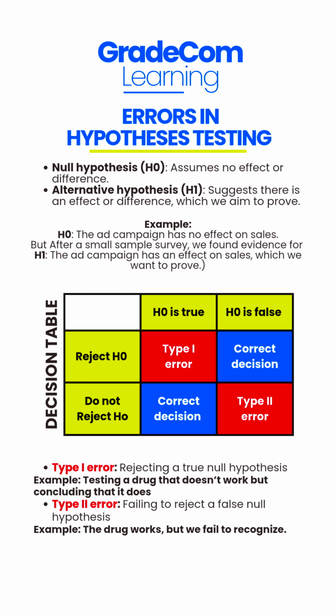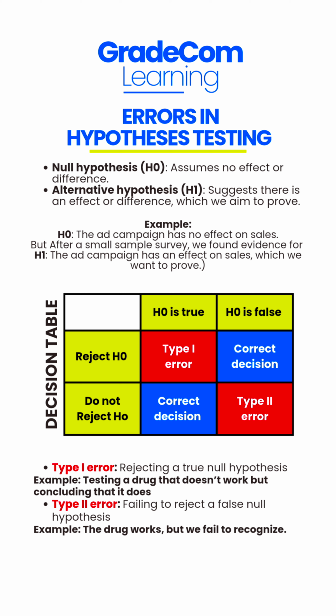Now, when we test these hypotheses, we either reject the null hypothesis or decide not to reject it based on the data we have. But here's where things get tricky. We never actually know the true state of the null hypothesis. It could be true or false in reality, and that's where errors can happen. So there are two types of error we need to be aware of when making our decisions.